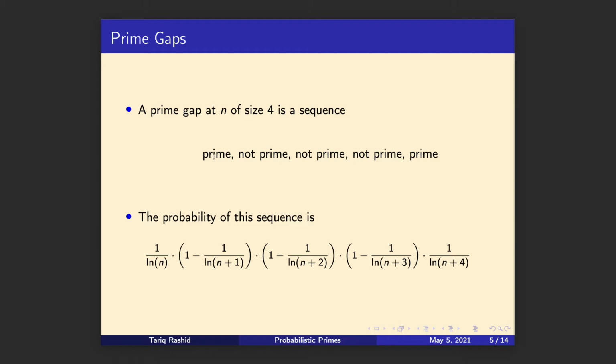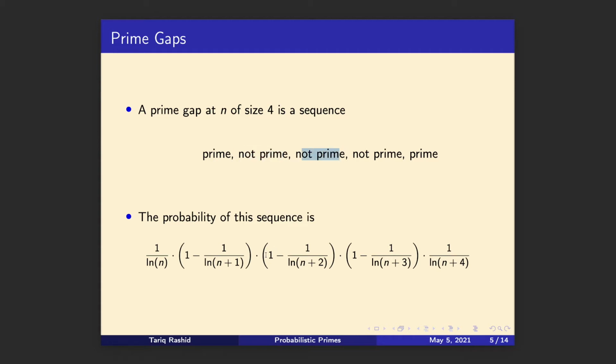So the important point is that a gap of size 4 is a sequence prime, not prime, not prime, not prime, prime. And the probability of this sequence happening is a probability of prime times a probability of not prime times a probability of not prime times a probability of not prime times a probability of a prime. So that is 1 over log n, which is that one, 1 minus 1 over log n plus 1. The probability of this being prime would be 1 over log n plus 1, but 1 minus that is the probability that it isn't prime.